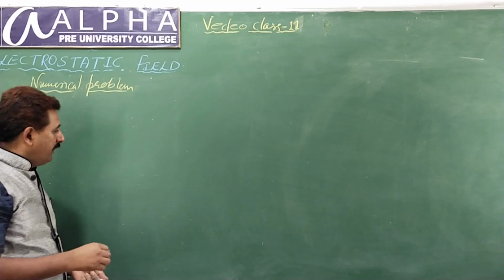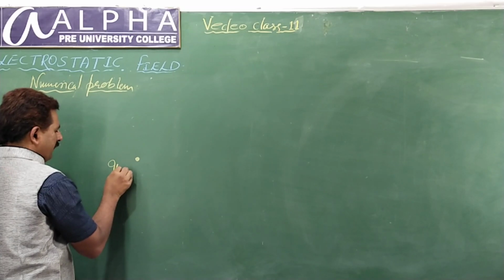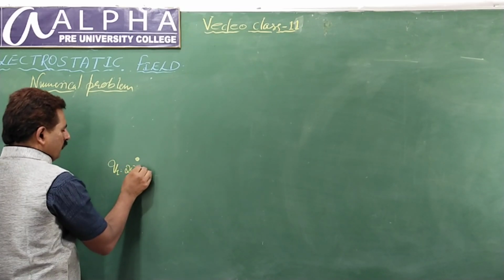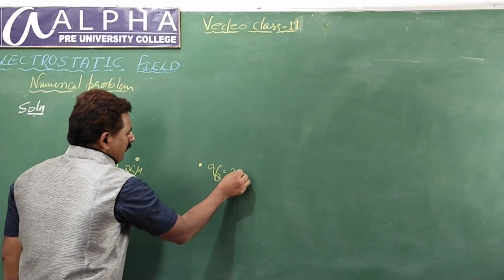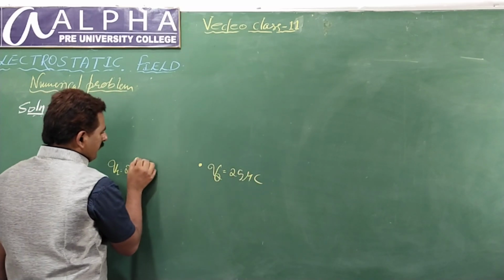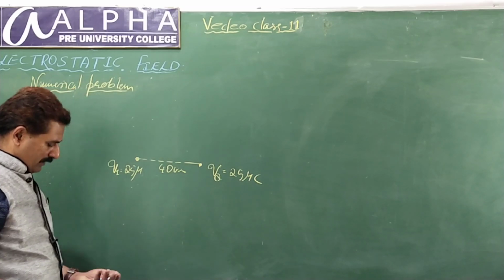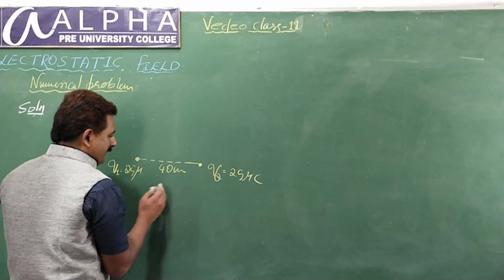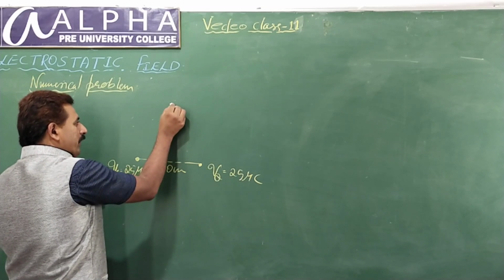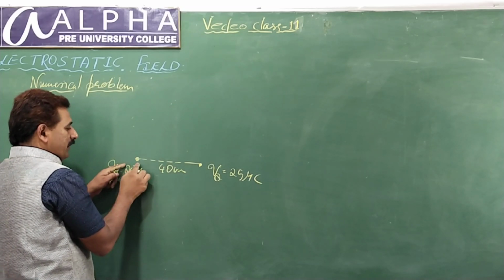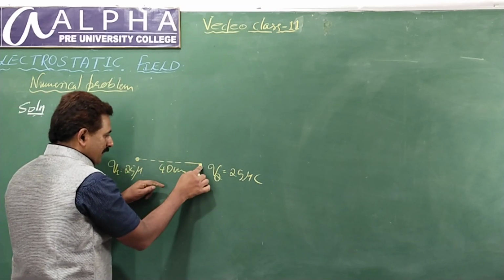Okay, let's draw the diagram for that. Let's consider two charges. Charge Q1 is 25 microcoulomb, and Q2 is also 25 microcoulomb. What is the separation between the two charges? The separation between the two charges is 40 centimeters. Now he continues and says further, you have to find the electric field at a point which is at a distance of 40 centimeters from both this and this. How do you identify that point?